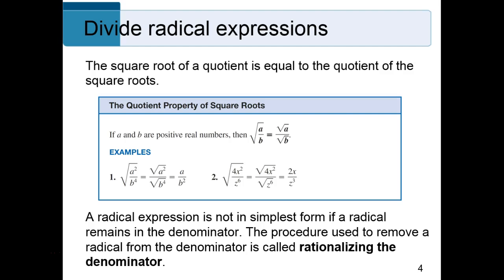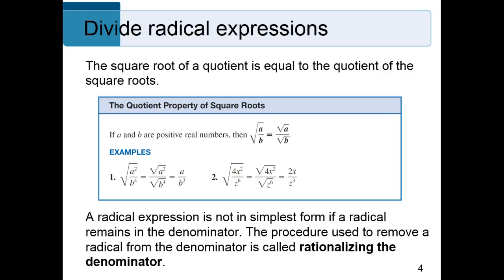What if you can't get rid of the radical? Then the procedure used to remove the radical from the denominator is called rationalizing the denominator. Okay? And that's what we're going to do next. That's what the conjugates are going to help us do in certain circumstances. Not in every one, but in certain ones.